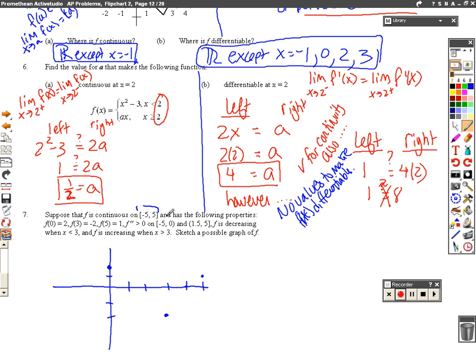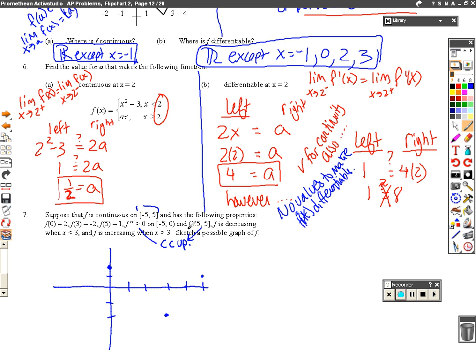Now, this tells me how to connect these dots. The second derivative is negative from -5 to 0. The second derivative is bigger than 0, it's positive. So this would mean concave up, right? From -5 to 0. And from negative 1.5 to 5. So I want to draw something that looks like a cup from negative 1.5 to 5. It's decreasing when x is less than 3. So less than 3 on this side, it's decreasing. And it's increasing when it's bigger than 3.